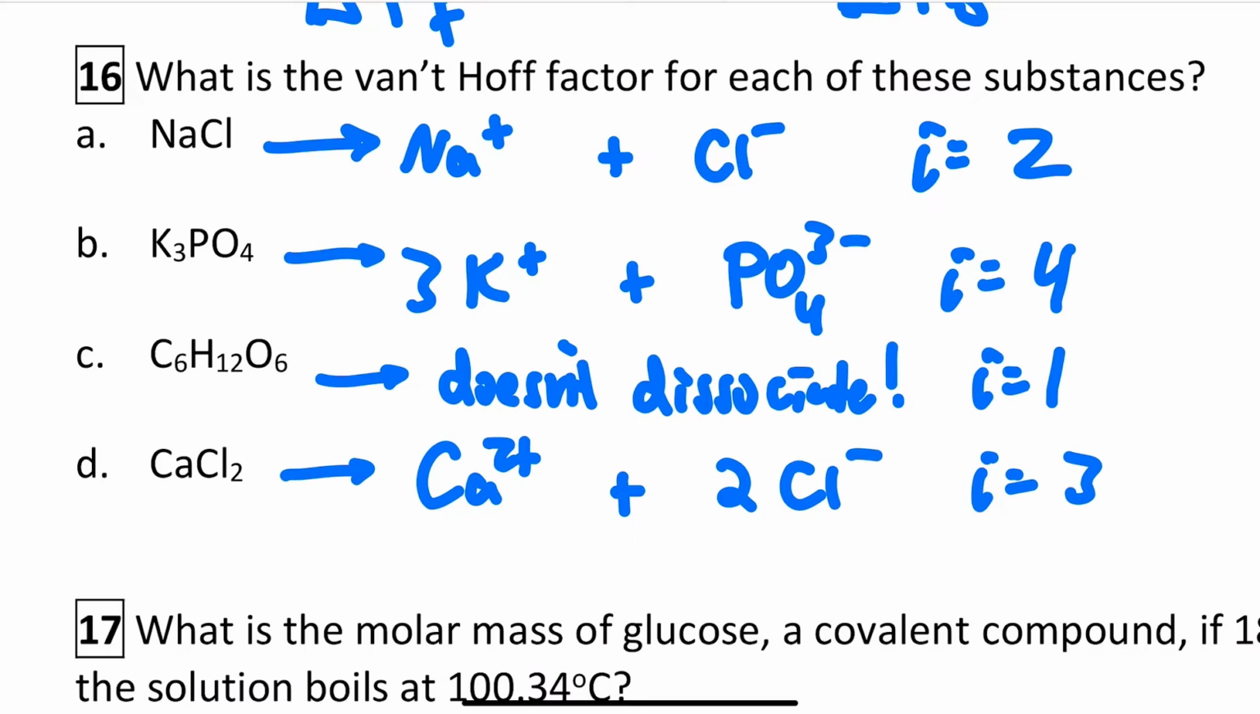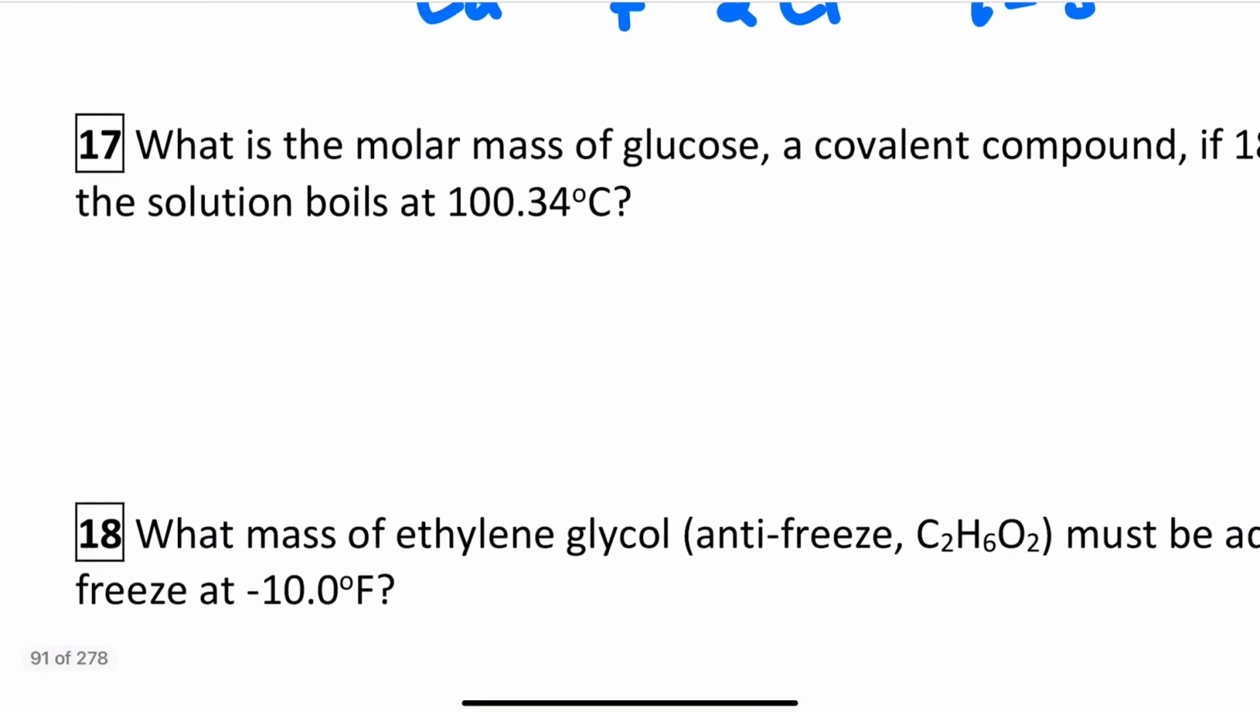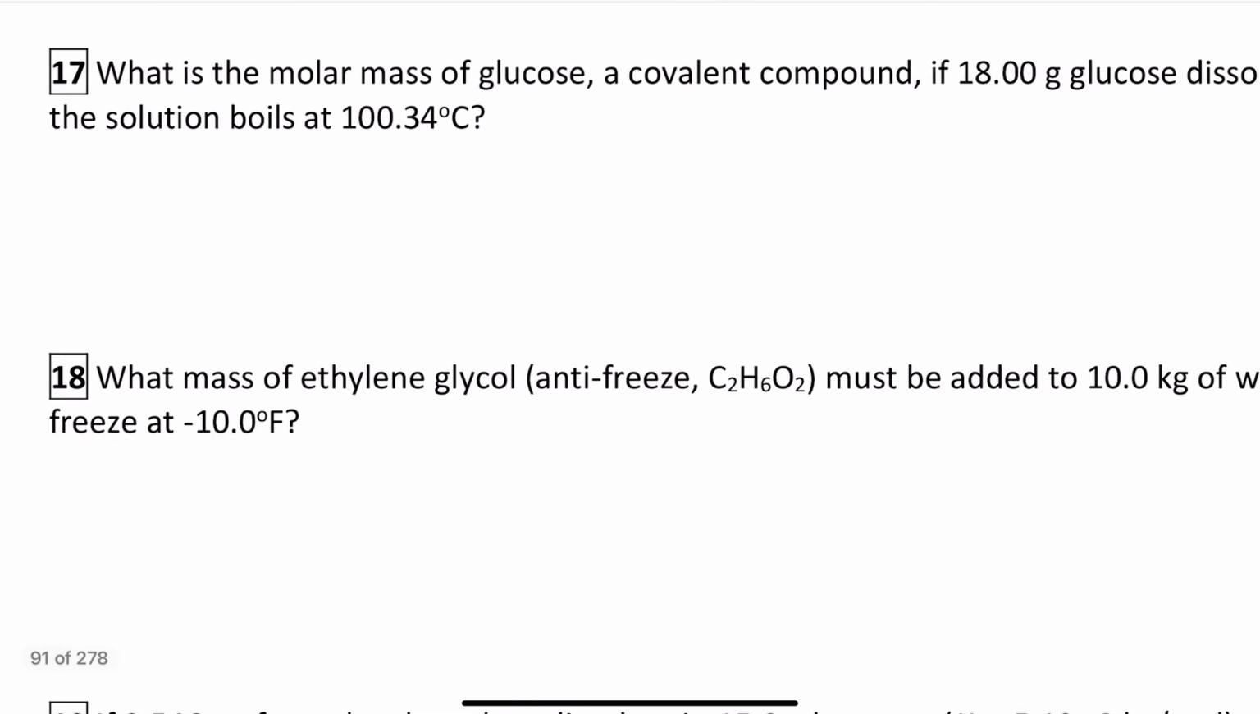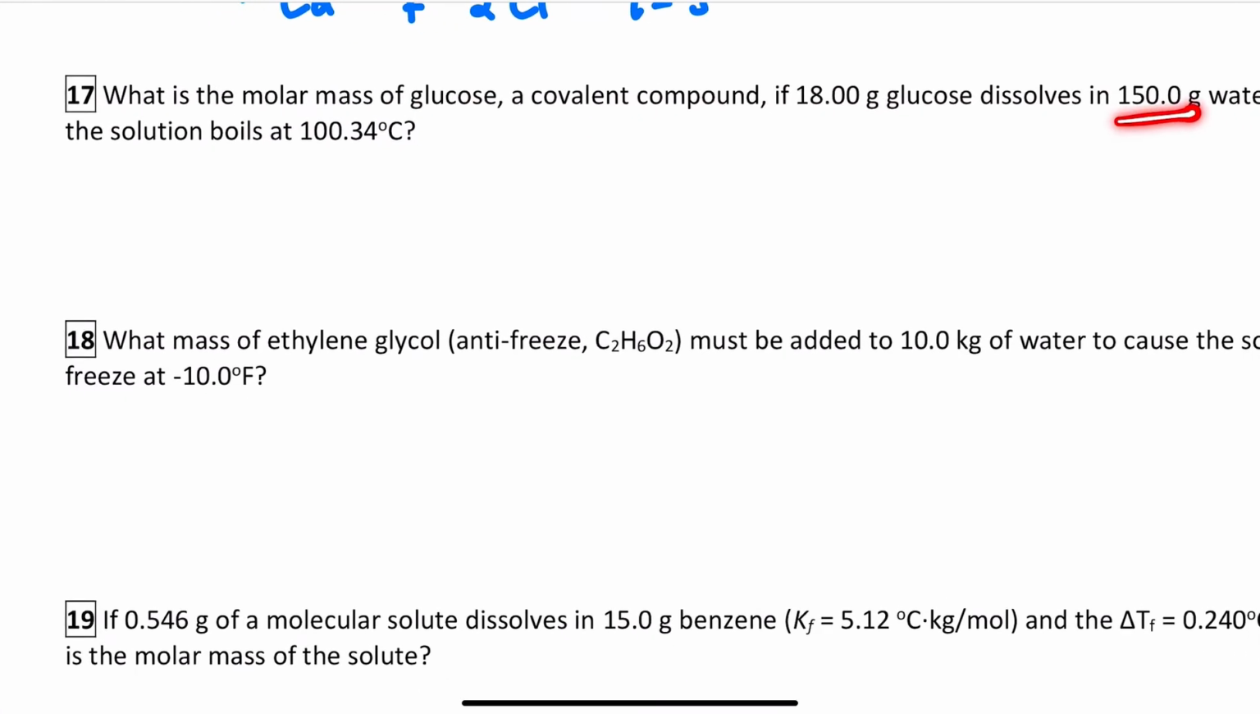Now let's use that equation and solve for some changes in boiling point and freezing point for a couple of solutions. 17 says, what's the molar mass of glucose, which is covalent, if this much glucose dissolves in this mass of water and the solution boils just a little bit higher than it should, 0.34. This is a perfect example of how we use this property of solutions. We often measure the change in temperature at which it changes phase, and then we can use that to indirectly find out something about the solute, in this case, a molar mass.